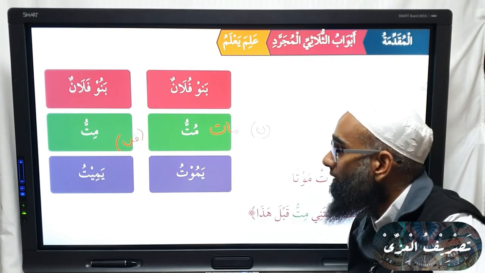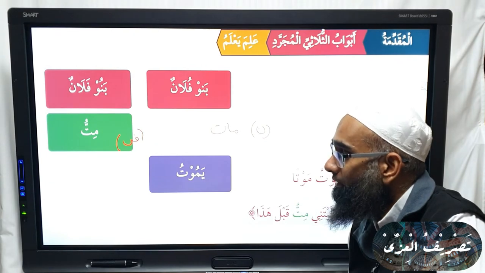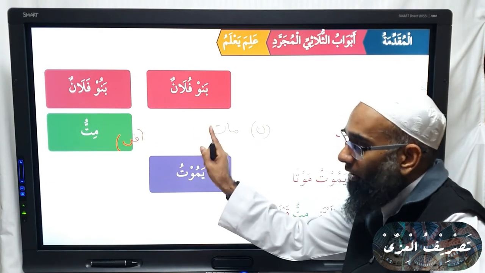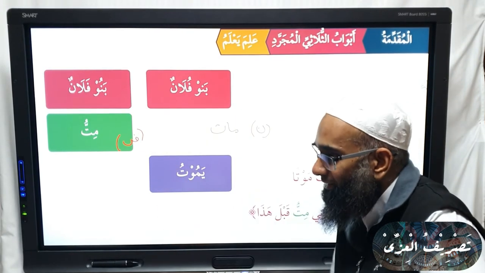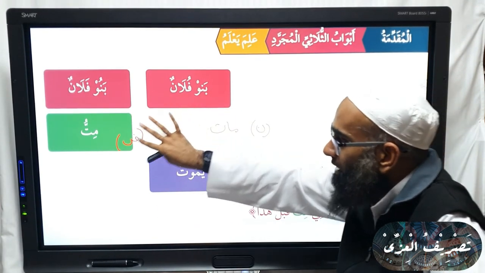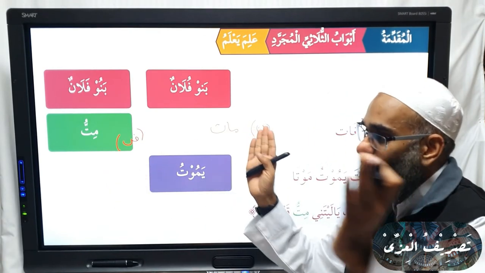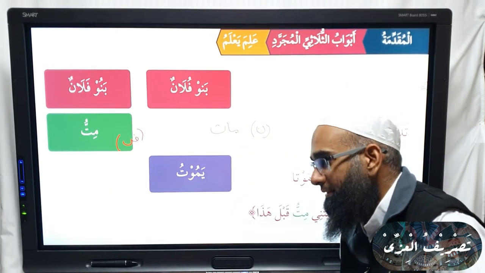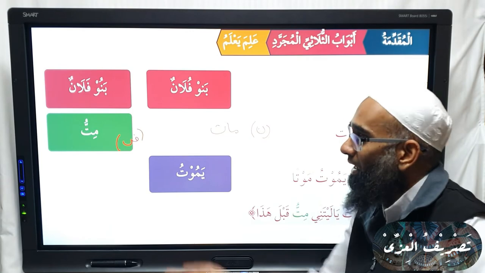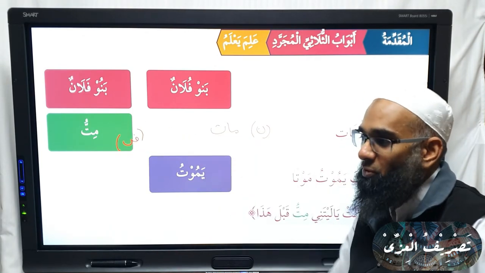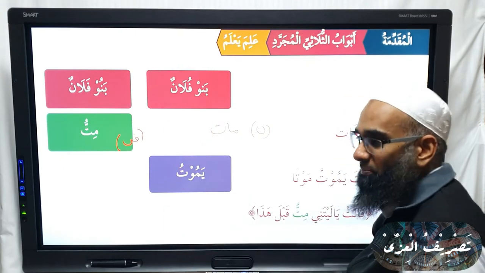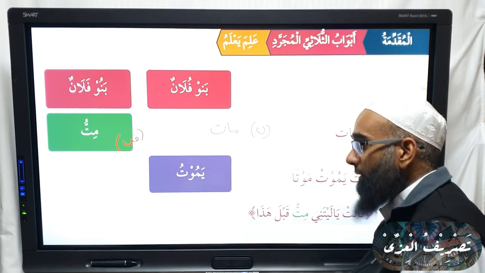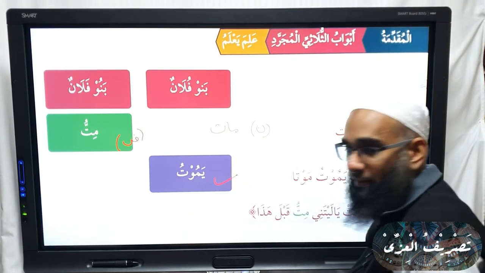Now, over time, what happened? This qawm's madi just stopped being used because this was easier. So this madi stopped being used, that mudari stopped being used, and we merged two languages together. So the madi of this verb has been used and the mudari of this verb has been used. So it really should have been mata yamutu in one verb and mata yamitu in another verb, but nobody says yamitu anymore. So everybody used this mudari and that madi.